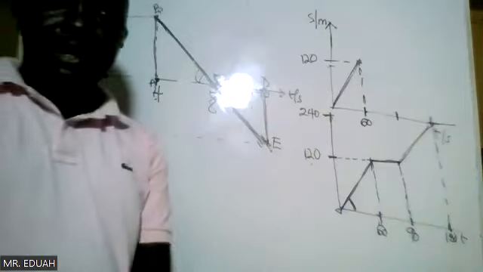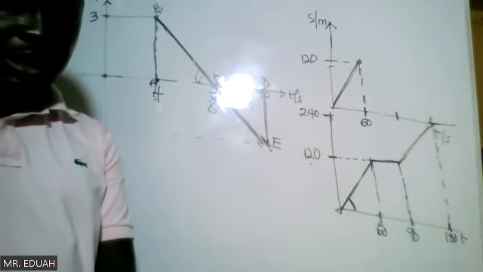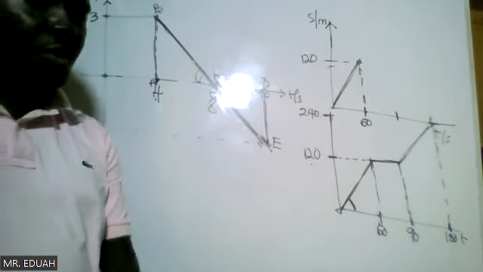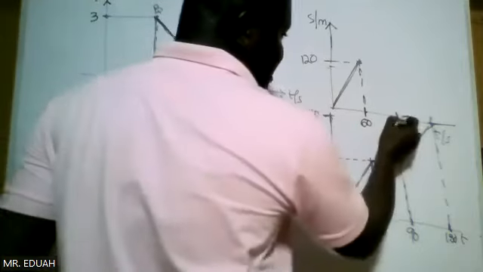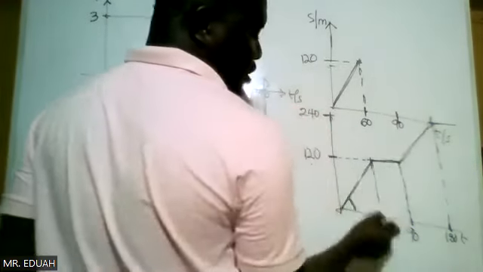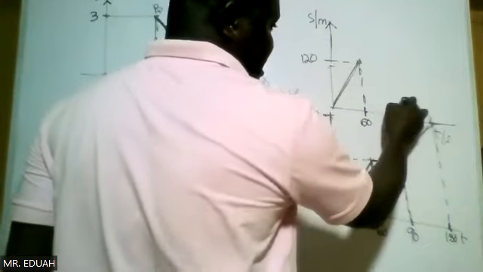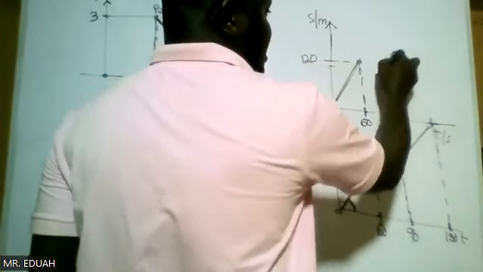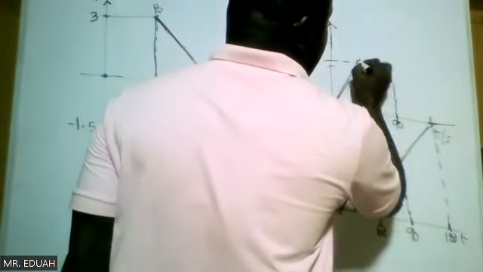Then, when she got there, she spoke with her friend for 30 seconds. So 60 plus 30, 90. There, because she was stationary, with no motion, there is zero gradient.